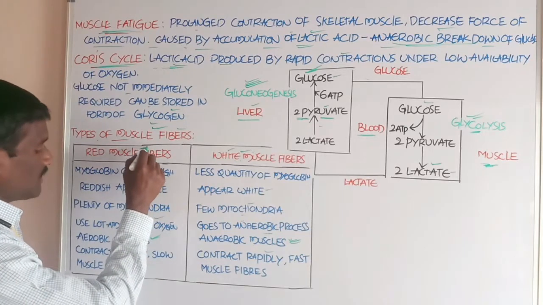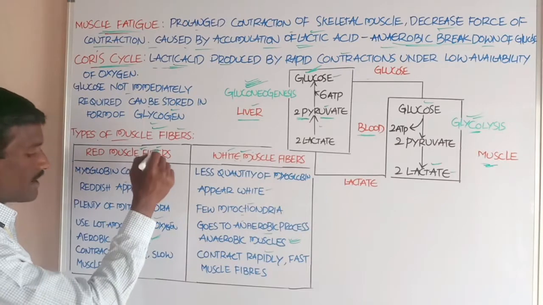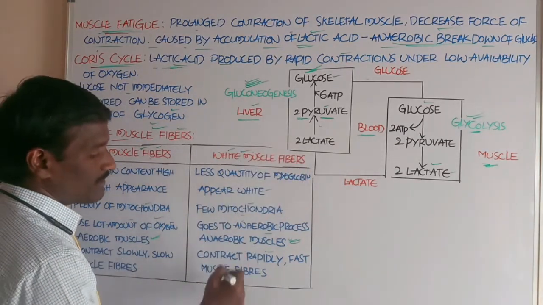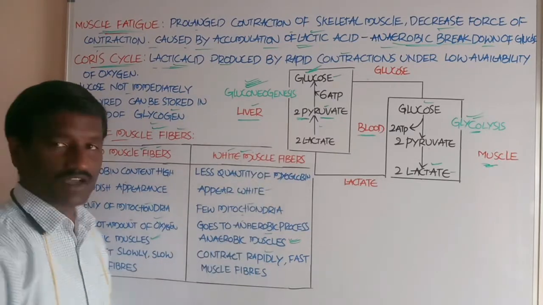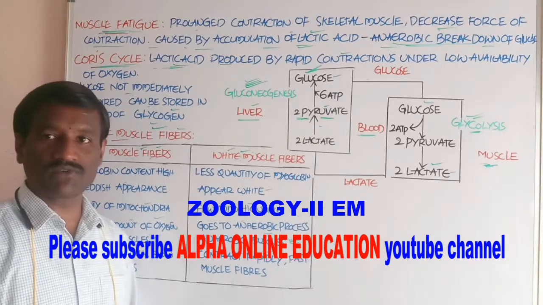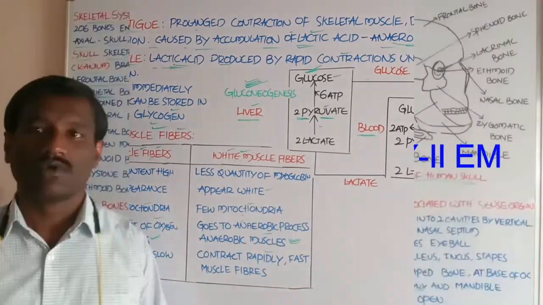Red muscle fibers are called aerobic muscles and slow muscle fibers. White muscle fibers are anaerobic muscles and are called fast muscle fibers. These are the differences between red muscle fiber and white muscle fiber.